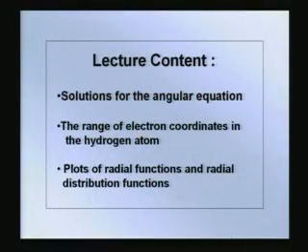So the content for today's lecture is the solution of the angular equation for the Schrodinger equation for the hydrogen atom. We shall look at the range of the electron coordinates in the hydrogen atom. We are studying these solutions using the spherical polar coordinates, theta and phi, and therefore we must know the correct range of the problem, as we have looked at for the wave functions. And also we will look at the plots of both the radial functions, radial distribution functions, and angular functions.